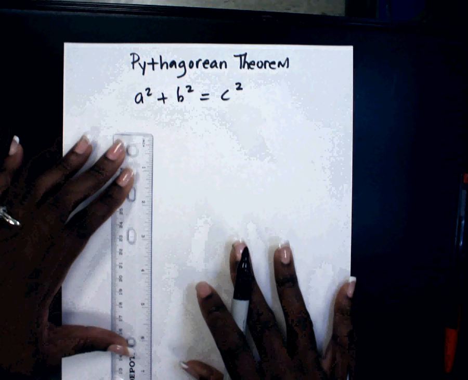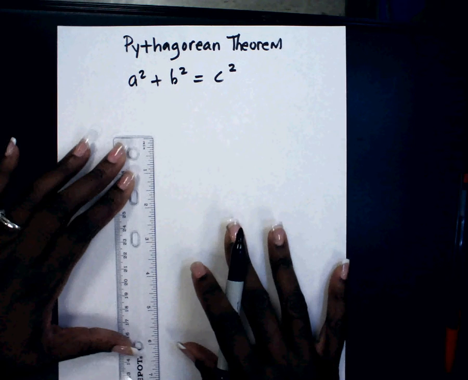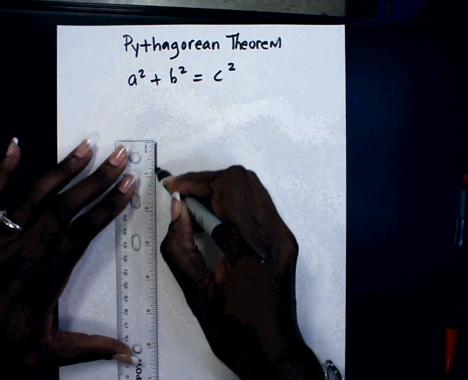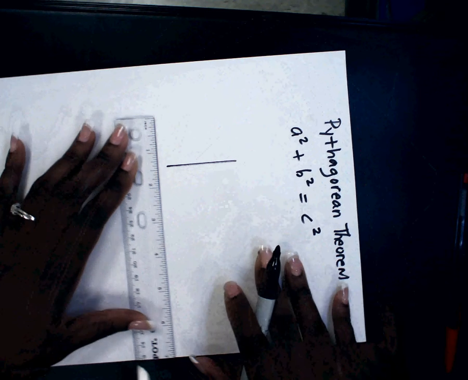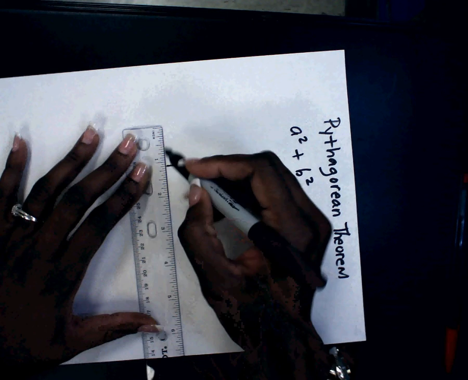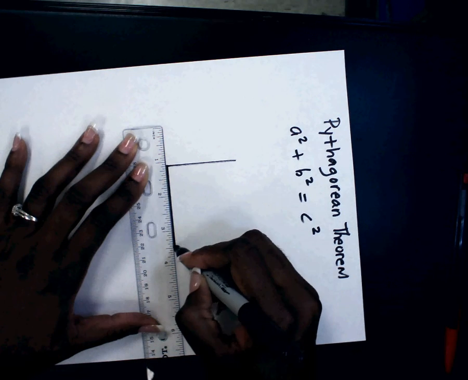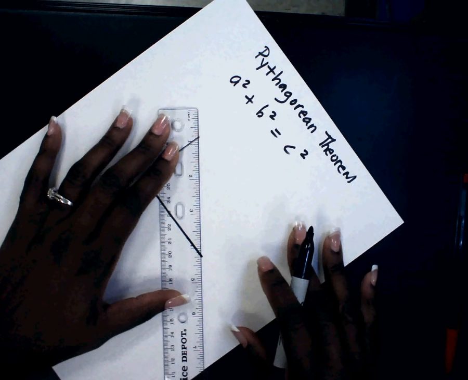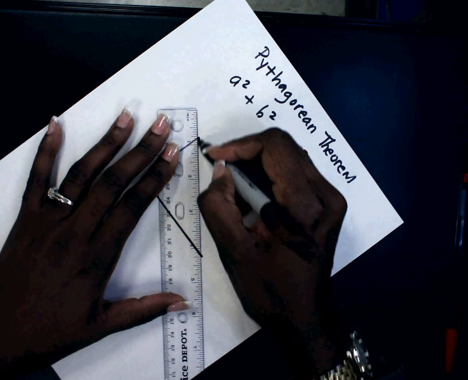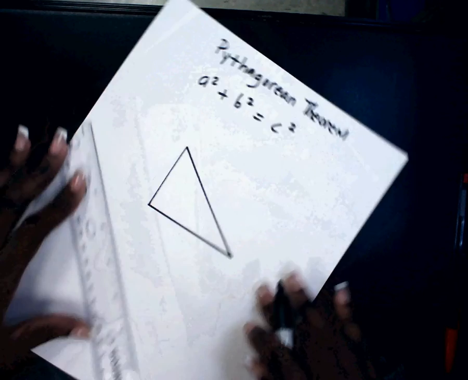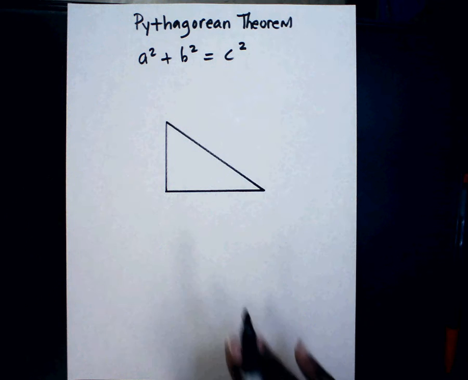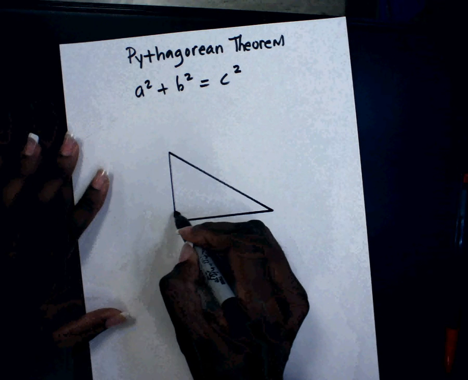So I'm going to move down just a little bit on the paper so I can make sure I have enough room for everything. So I'm going to do my first leg. Then I'm going to draw my second leg of my right triangle. And the last thing I'm going to do is connect the 2 legs and create my hypotenuse. Okay?